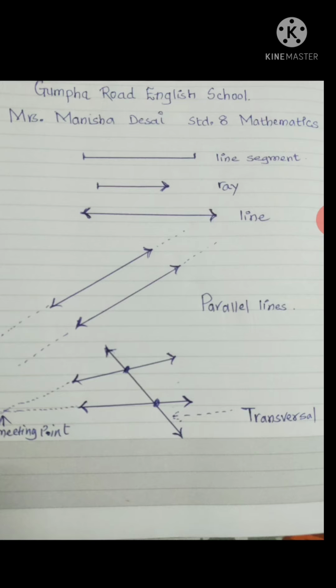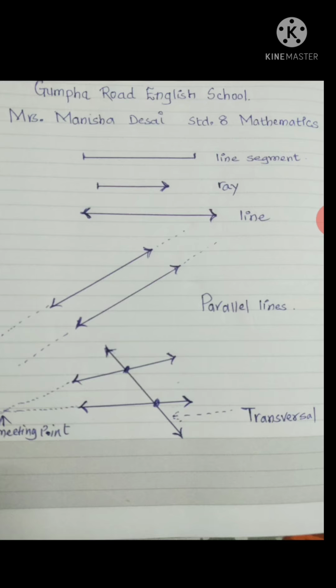We will just recap the geometrical terms. The first figure is of a line segment. A line segment has two endpoints and a fixed length. That means you cannot extend it from either side.